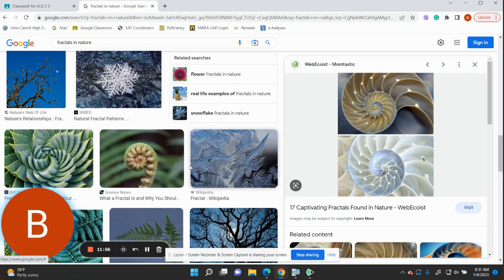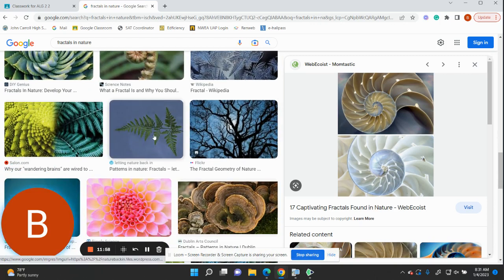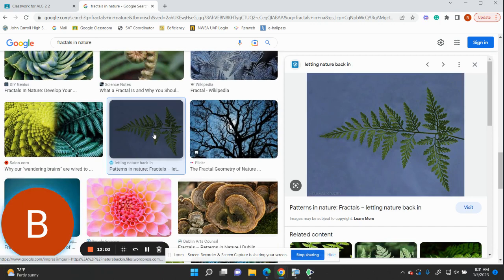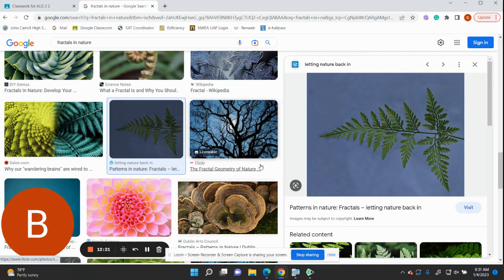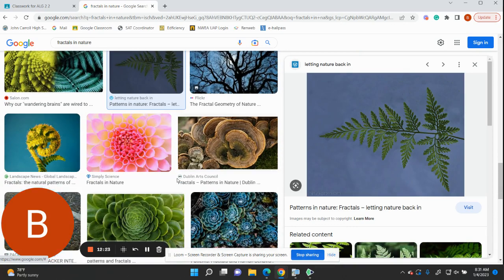So fractals, what a fractal means is that you're taking something and you're putting it back in and you're getting the same shape, the same image, right? So when I'm talking about it numerically, I was getting not the same number, but do you see that it's the same image? 2, 4, 6, right? It's repeating itself, okay?